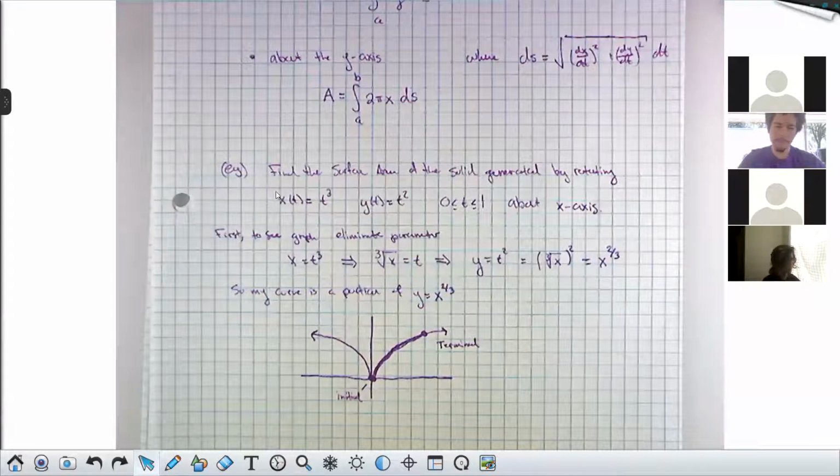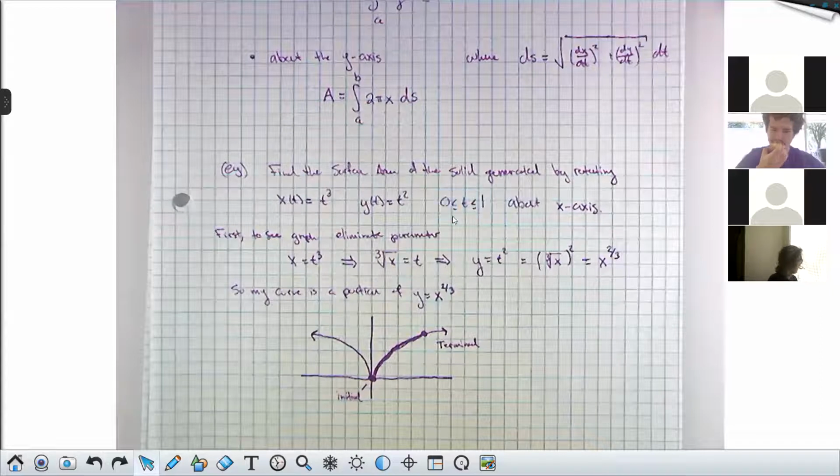We can solve the x equation here for t. Since x is equal to t cubed, we know that the cube root of x is equal to t. And then we take that and plug it into the y equation. y is equal to t squared, which means y is equal to the cube root of x squared, which is x to the 2/3, which means that this parametric curve is a portion of the graph y equals x to the 2/3. Our time interval here was from 0 to 1.